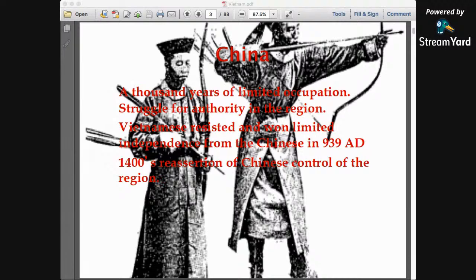The second one here, China. Okay, 1,000 years of limited occupation. They struggled for authority in the region within those 1,000 years, and the Vietnamese resisted. Okay, they resisted, and this led to limited independence from China in 939 A.D. And then around 1400, you had a resurgence of Chinese control in the region. So China was constantly in control of that particular region.